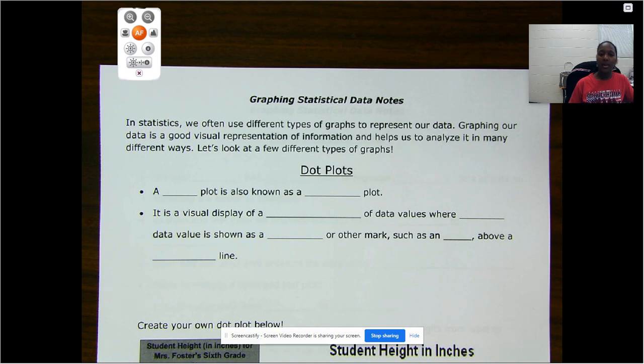In statistics, we often use different types of graphs to represent our data. Graphing our data is a good visual representation of information and helps us to analyze it in many different ways. Let's look at some different graphs, and today we're going to do dot plots. So our notes for dot plots.